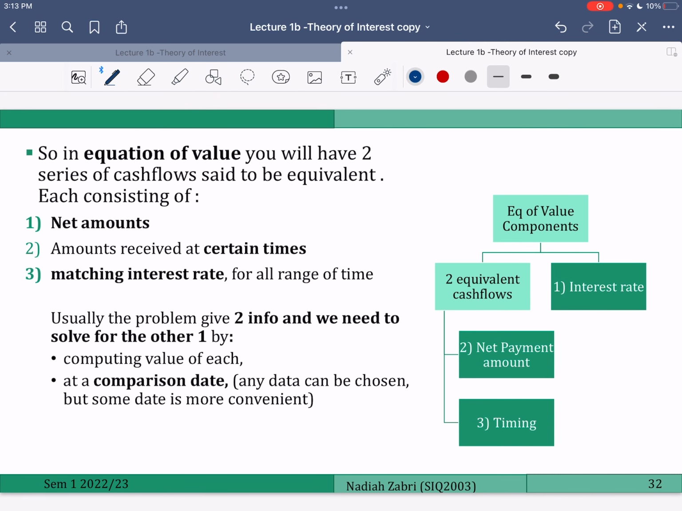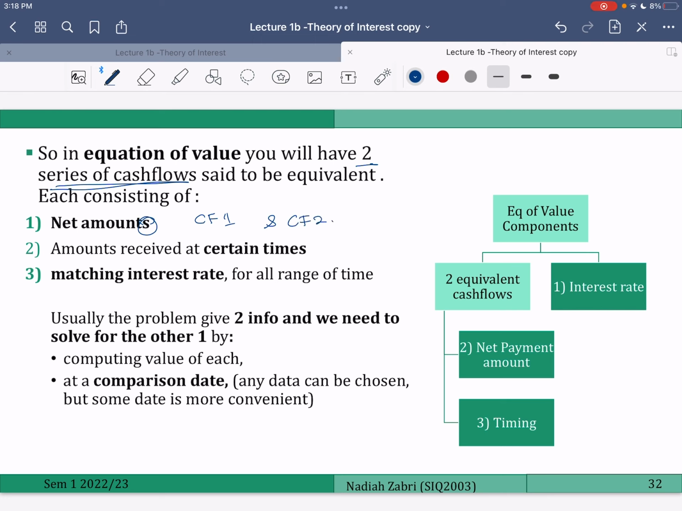From that you can see the equation of value for each of the cash flows. You will have the amounts of the different cash flows. So you will have amounts in cash flow 1 and amounts for cash flow 2. And remember, cash flow 1 can be multiple payments. Cash flow 2 also can be multiple payments. See here, equation of value usually has two series of cash flow. That series of cash flow will consist of the net amounts. So cash flow 1 will have its net amounts. I say amounts because, as I said, it can have multiple payments, right? And cash flow 2's net amounts.